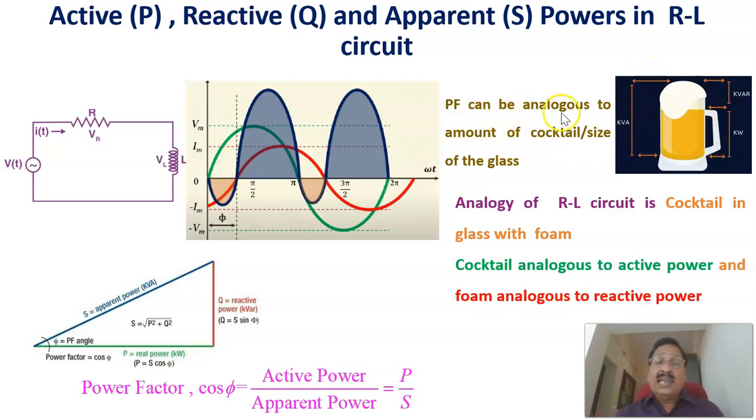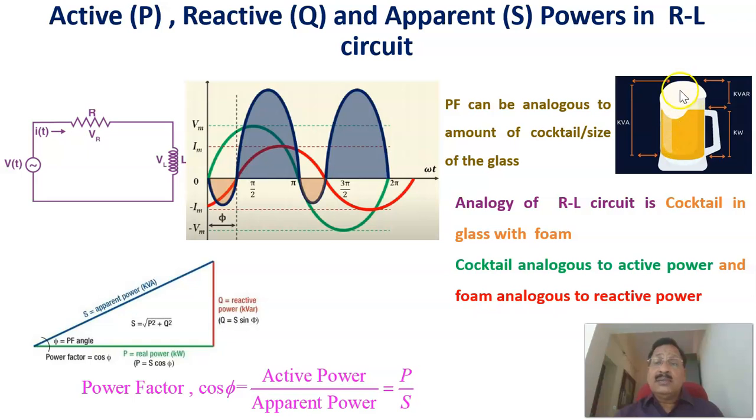Therefore, the power factor can be considered analogous to the amount of cocktail relative to the size of the glass. How much cocktail there is compared to the size of the glass is analogous to the power factor of the circuit. Therefore, the analogy of an RL circuit is a cocktail in a glass with a foam.